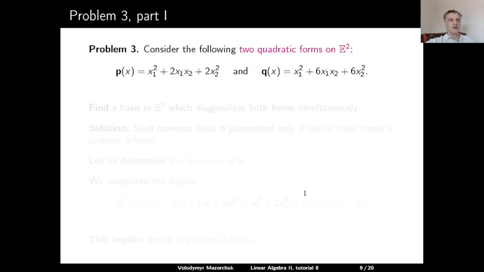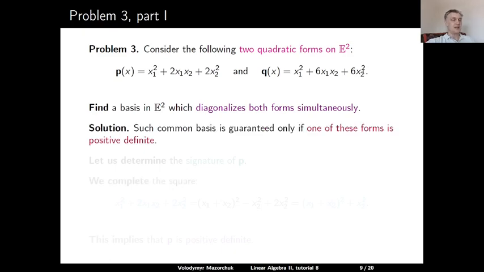Problem 3. Consider the following two quadratic forms on E2. P of x is the form x1 squared plus 2x1 x2 plus 2x2 squared. And Q of x is the form x1 squared plus 6x1 x2 plus 6x2 squared. Find a basis in E2 which diagonalizes both forms simultaneously.